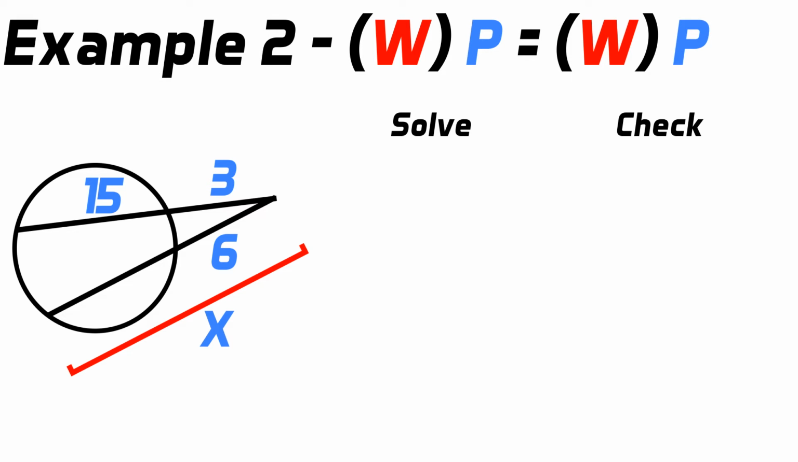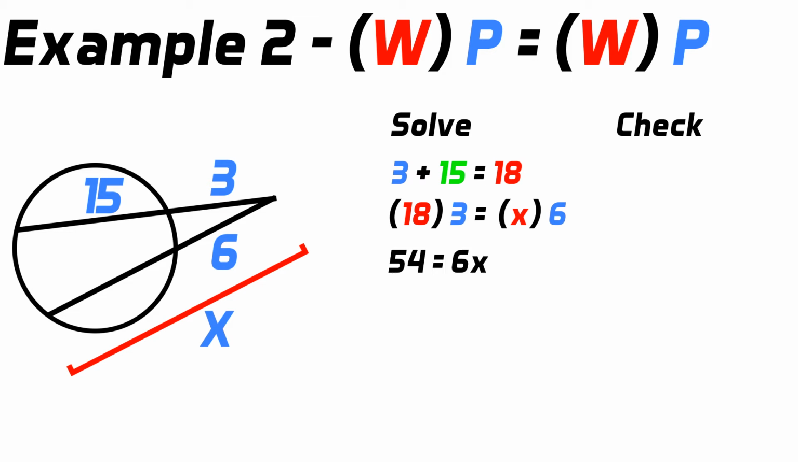Just to do a second example, just to recap on everything we did. Do the whole part equal to whole part again. This time we got 15 and 3. Add them up, that way you have 18 multiplied by 3. And then the other side is going to be 6 multiplied by x. Simplify that down to 6x equals 54. Divide by 6. X equals 9 in this case.